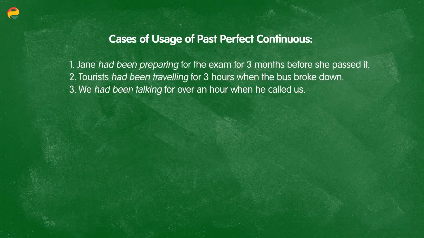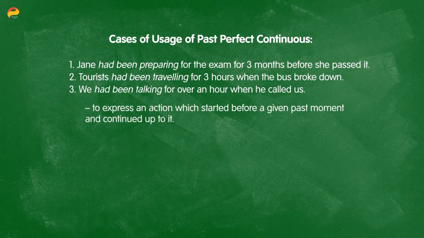So now let's look at some cases of usage of the past perfect continuous tense. For example, Jane had been preparing for the exam for 3 months before she passed it. Here, the sentence is telling me about what she had been doing up until this point, until the point where she passed the exam. Or another example, the tourists had been traveling for 3 hours when the bus broke down.